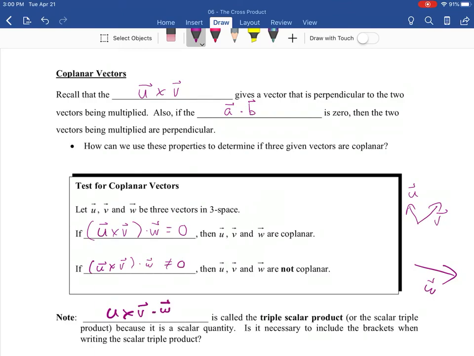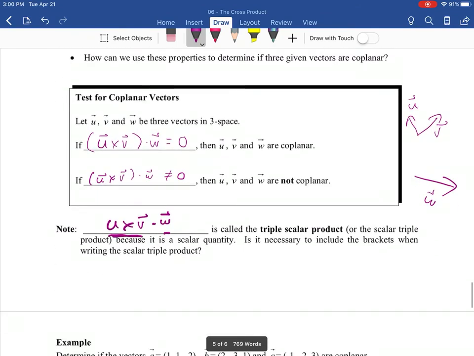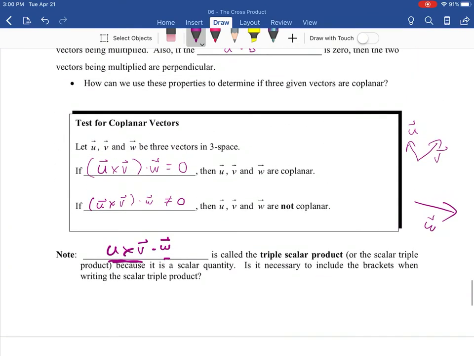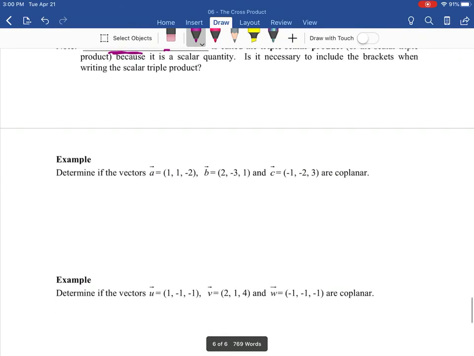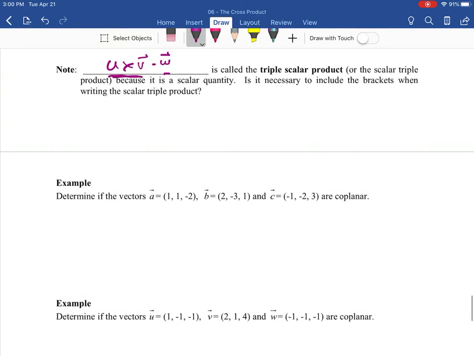So this u cross v dot w has a special name called the triple scalar product, or the scalar triple product. And we don't need brackets here because the only way this can be done is to do the u cross v first, because you need a vector to be dotted with this vector here. What I mean by that is you can't do the dot product first, because you'd get a scalar and then you can't cross product it.